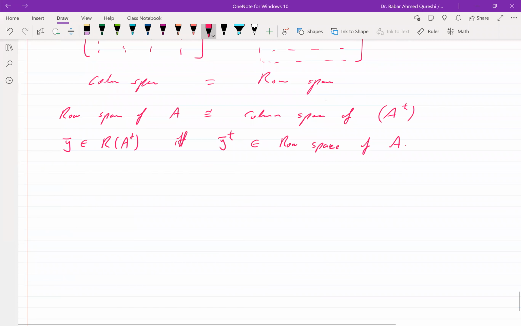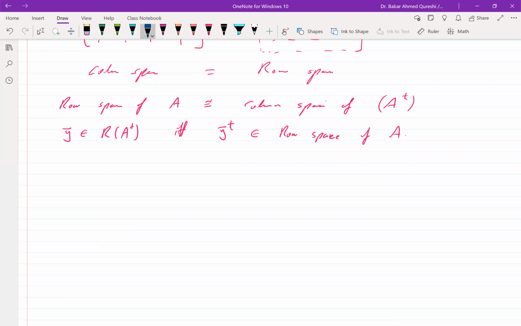And we are also familiar with another kind of space, which is the null space. So what was the null space? If you consider the equation Ax equals zero, it is the set of all vectors which solve it, and we know that it's a space. It is a subspace of Rn.